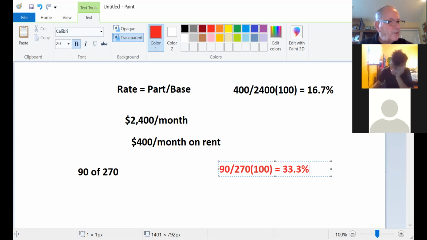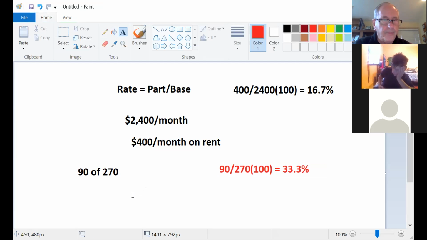$120 is 25% of what number? How do I set that up? $120 is 25% of what number? It would be... what's the amount again? It's $120 is 25% of what number?